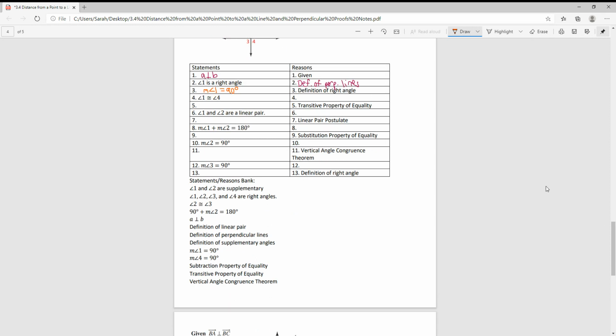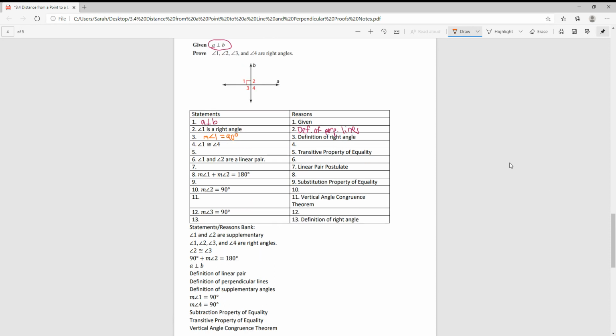Next up, angle 1 is congruent to angle 4. How can we say that? Well, let's look in the picture. What relationship do angle 1 and angle 4 have? So they're saying they're congruent, but we can say they are congruent because they are vertical angles. So I'm not going to write the whole thing there. That's going to be the vertical angle congruence theorem.